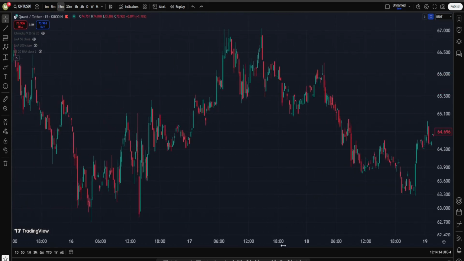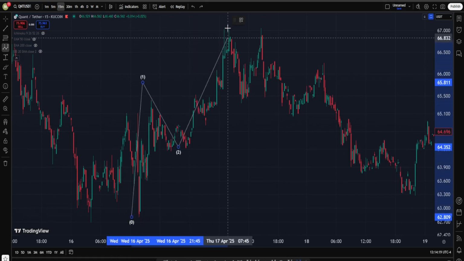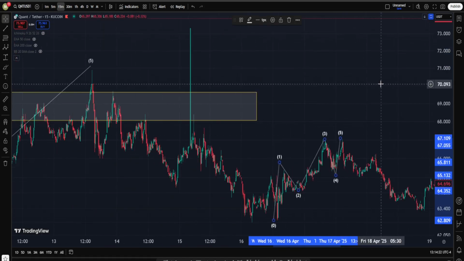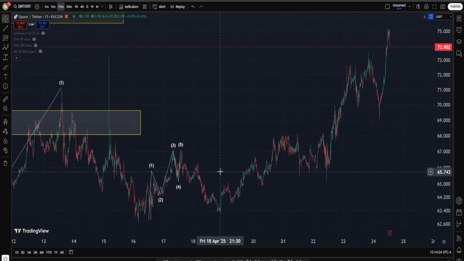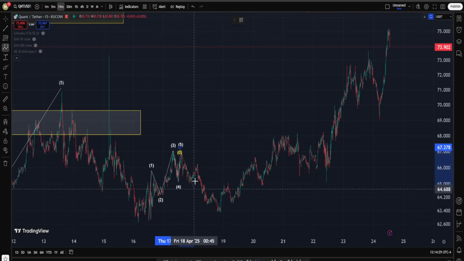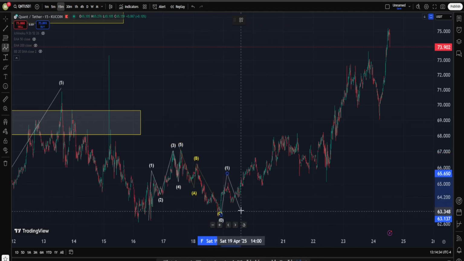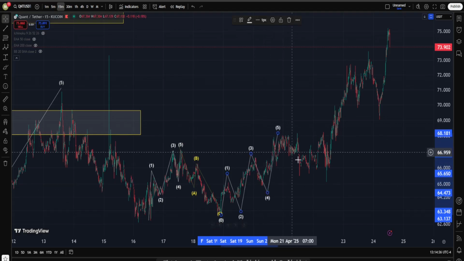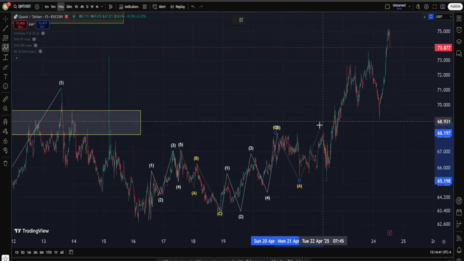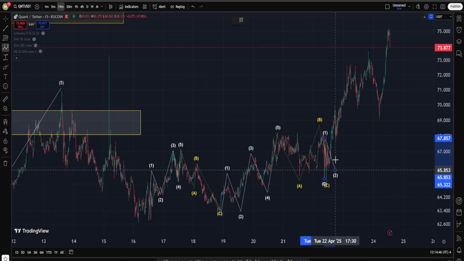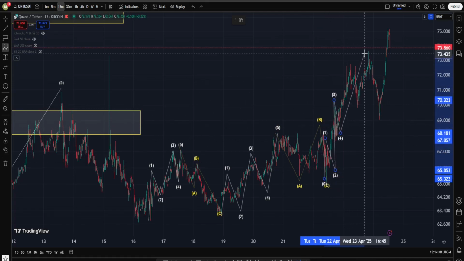Why? Because off of it, I think we can identify a beautiful impulsive structure on the upside like this, followed by a correction down. Yes, I think it's actually an A, B, C zigzag. There we go. And then from here, this is 1, 2, 3, 4. Another move up into wave 5, correction down. This time, I believe it's actually, yes, an A, B, C flat structure. This is another 5 wave on the upside, like 1, 2, 3, 4, 5.